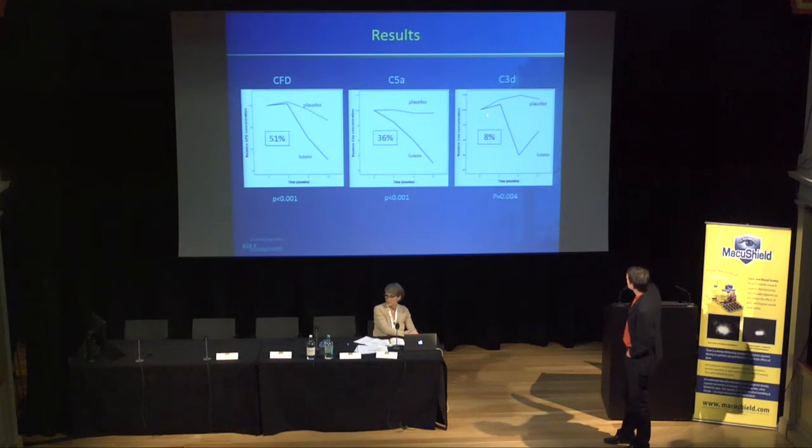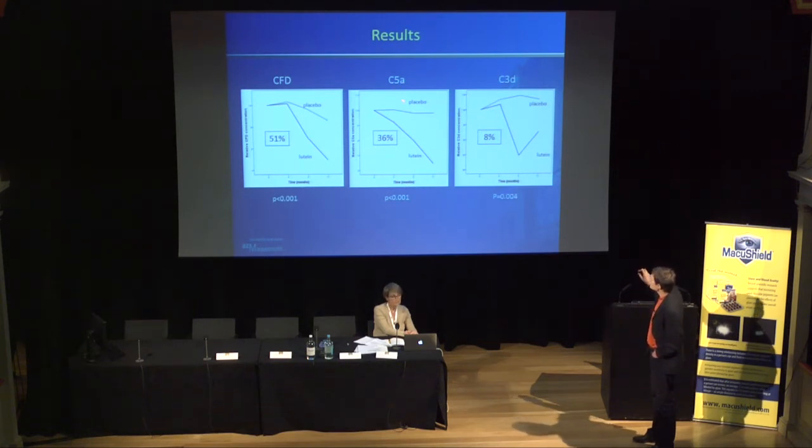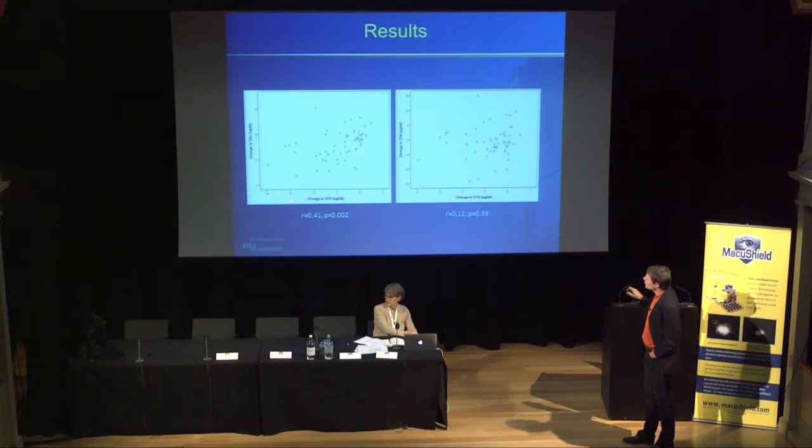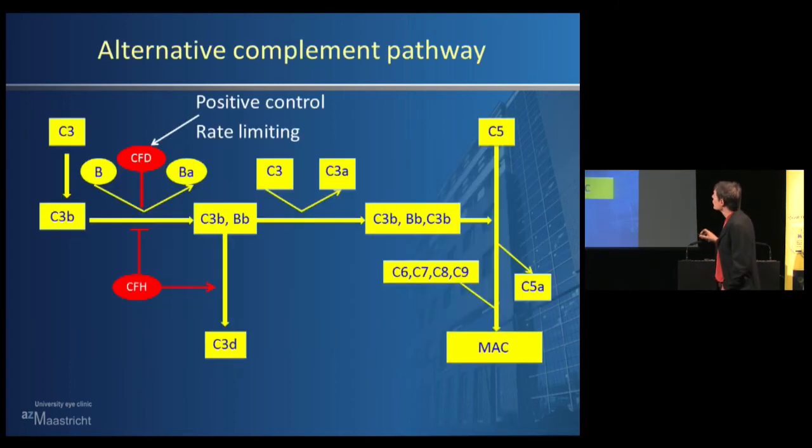We also see a small increase in C3d, which we attribute to the fact that C3d should go down, but it sticks to the surface in this complement process. That's why we think it's not as high as this 36% and this 55%. By the way, it is significant, a significant difference between the placebo and the lutein group. What we also looked at is the change in complement factor D along this line, and the change in C5a, and again this correlates significantly. So again, this idea of decreasing CFD, and by that slowing down the alternative pathway, makes sense. In the meantime, I hope these results will be out very soon.